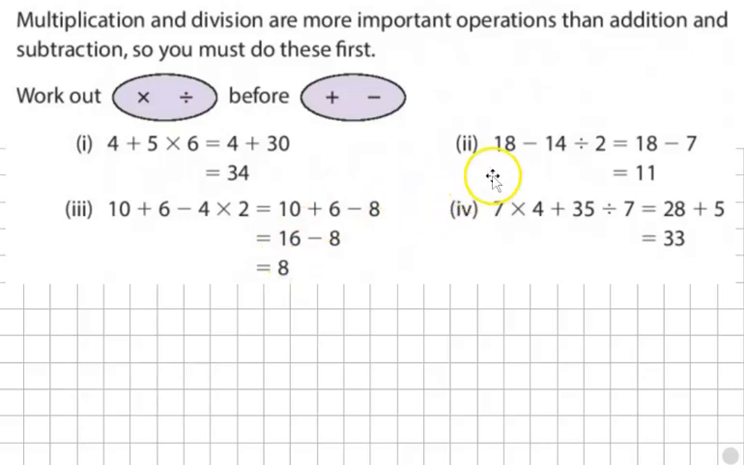And our last example, if we have 7 times 4 plus 35 divided by 7, we do 7 times 4, which is 28. And then 35 divided by 7 is 5. Then we add them to get 33.